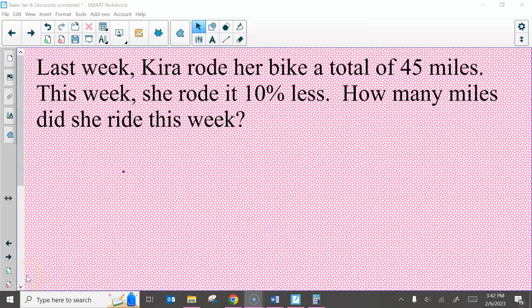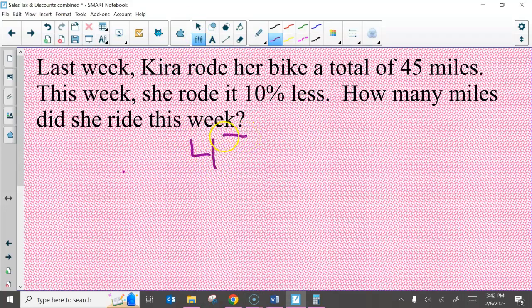Okay, last week, Kara rode her bike a total of 45 miles. This week, she rode it 10% less. So how many miles did she ride this week? Okay, so we know last week she did 45 miles. But now we're being told that this week she has done less. So we know it has to be less than 45. So that should tell us that we are going to subtract. Can't be more, right? It's less.